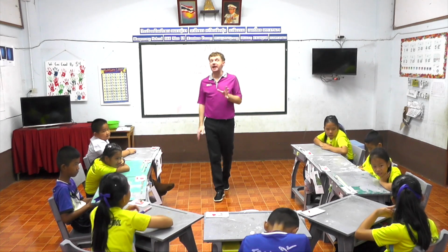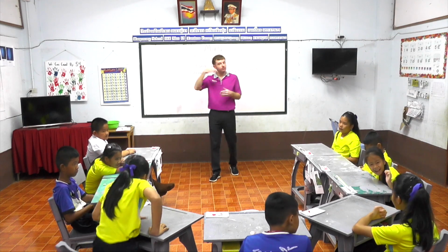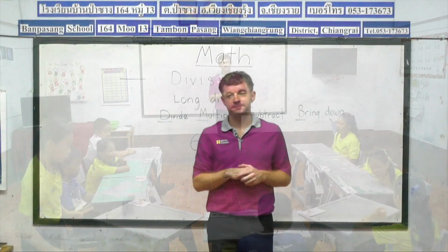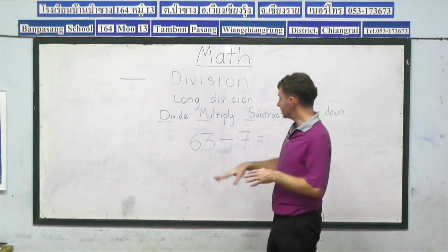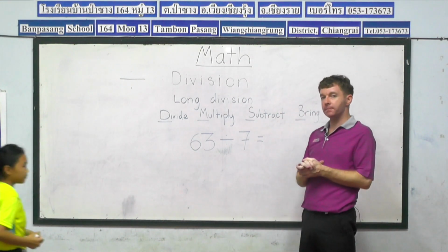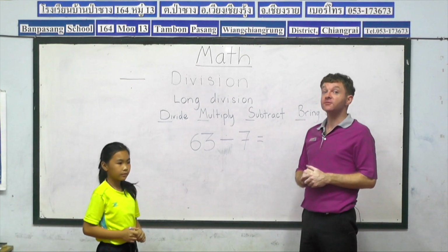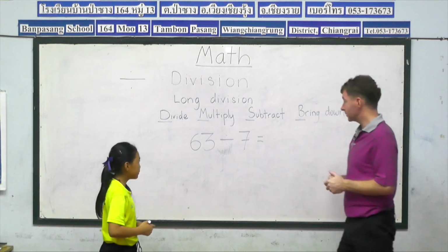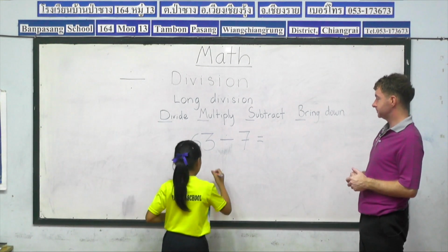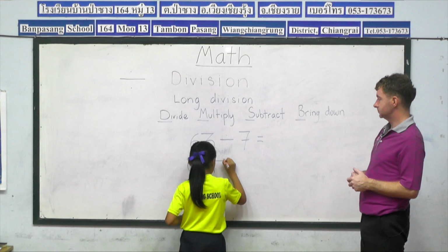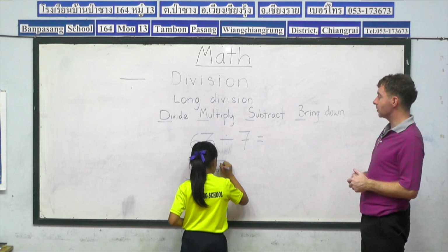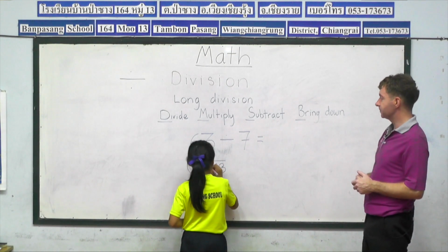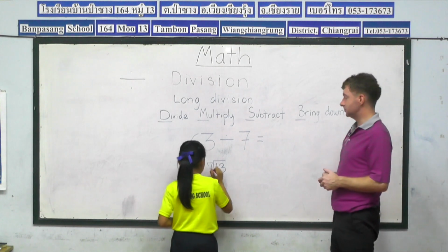Now the pen is with Nadia. So Nadia, come and join me at the front of class. Nadia is going to work out our second problem. Step 1, always to organize. So Nadia, can you draw our division table? Very good. And inside goes the large number, 63, and outside, 7.